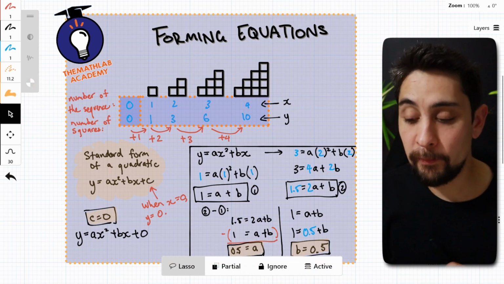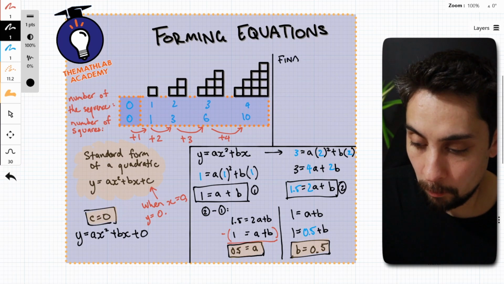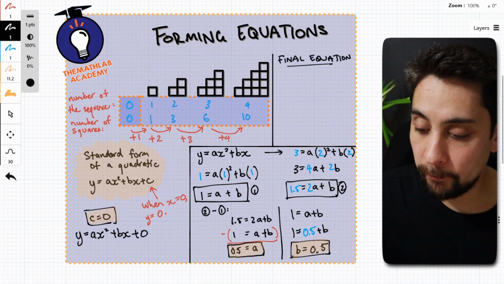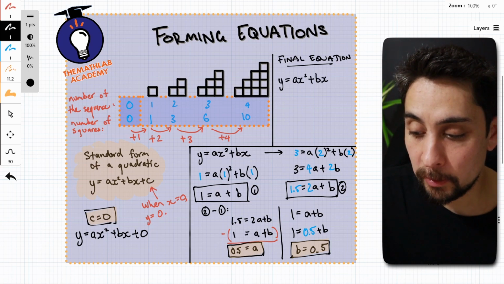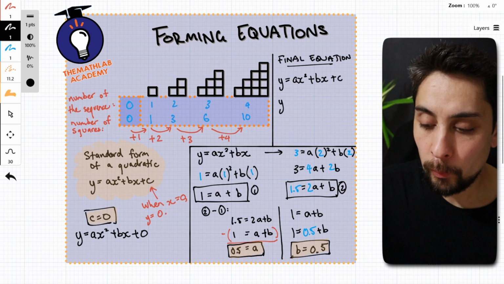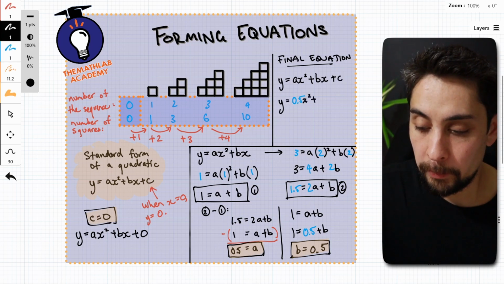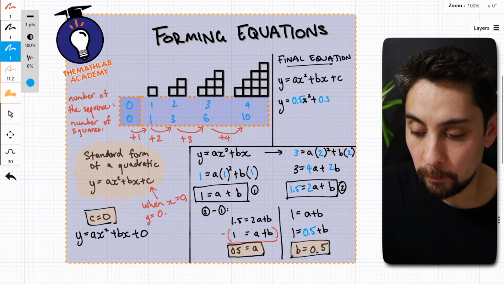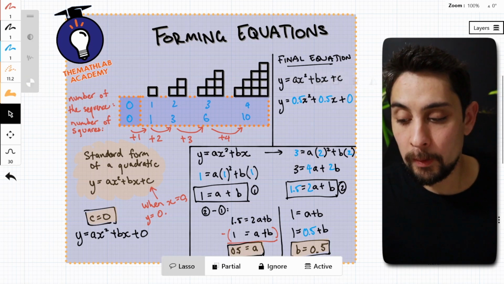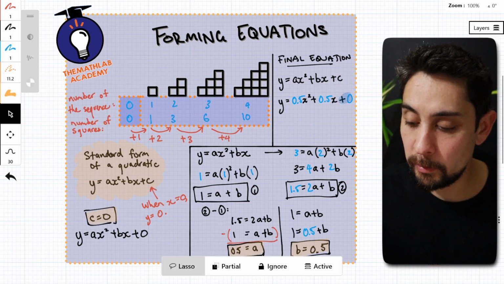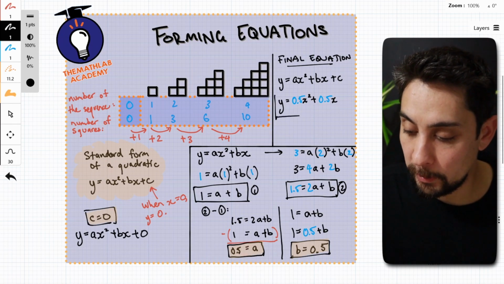We can take all of that information and put it into the standard form of an equation. So putting that into the standard form, we have y equals, here's our standard form, ax squared plus bx plus c. We now know that a is 0.5. B is also 0.5. And C is 0. And of course, we don't usually write plus zeros, so we can go ahead and delete that plus 0.